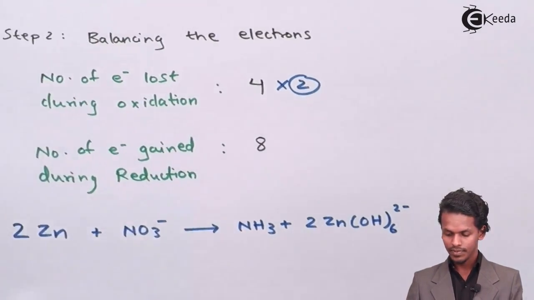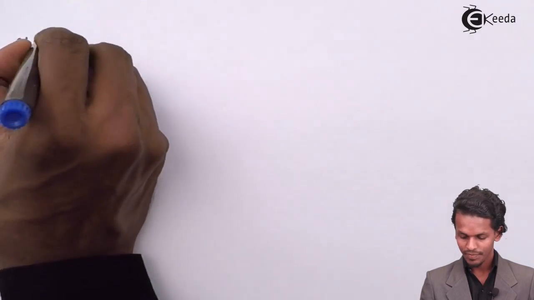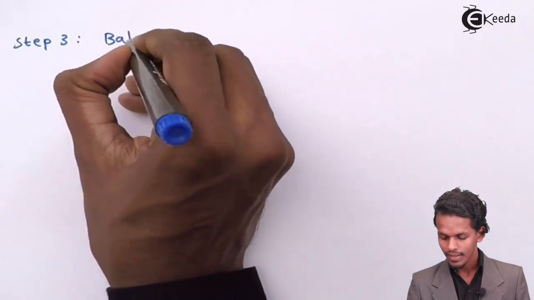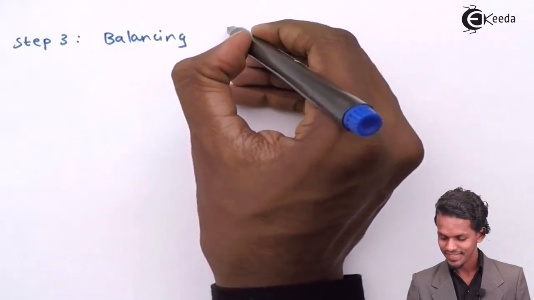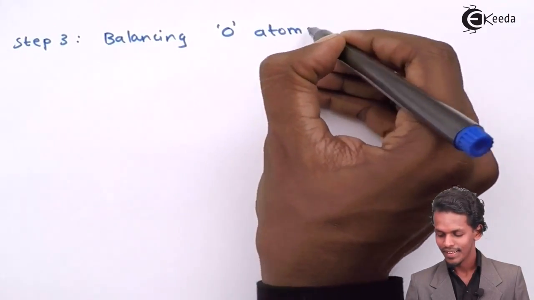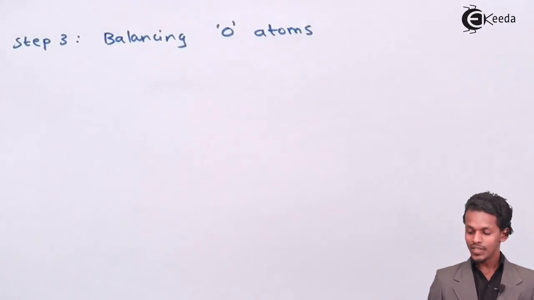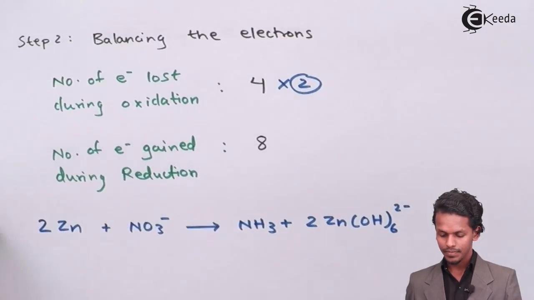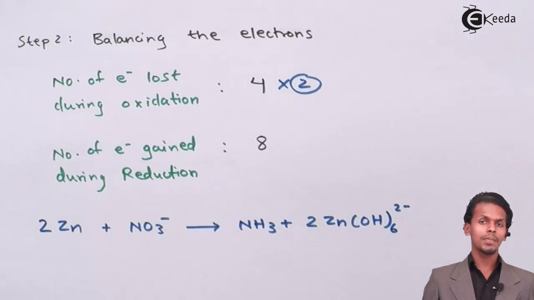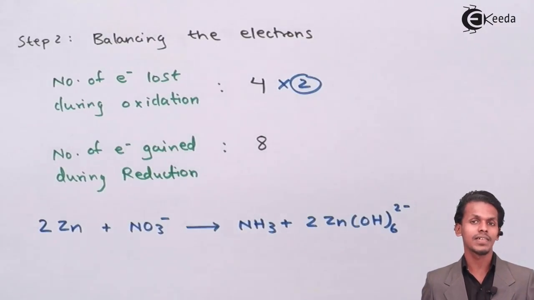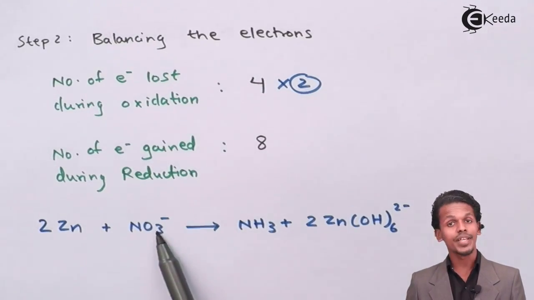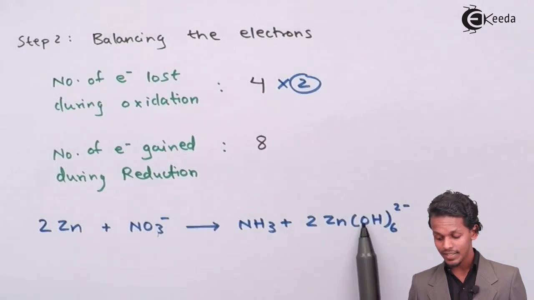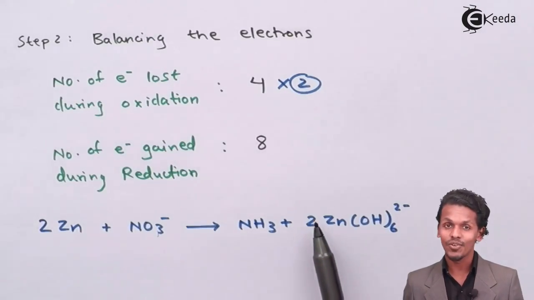So the step number 3 will be balancing oxygen atoms. In this case, as for the previous reaction, as we could see, the number of oxygen atoms present on the left hand side, or the reactant side, is 3, while that on the right hand side is 6, but it is multiplied by 2, which means 12.